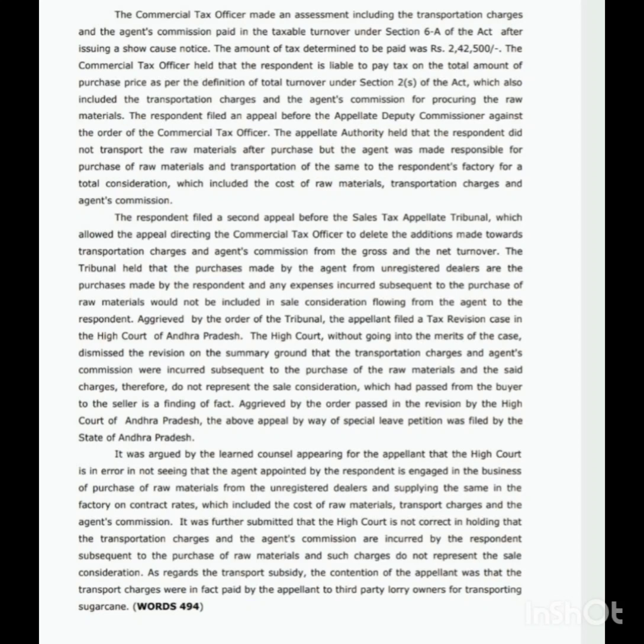As regards the transport subsidy, the contention of the appellant was that the transportation charges were in fact paid by the appellant to third-party lorry owners for transporting sugar cane.